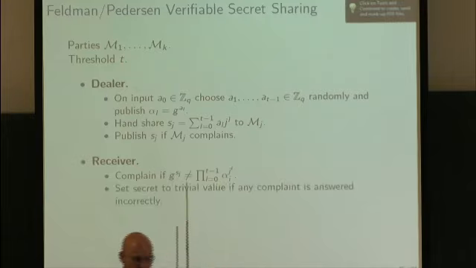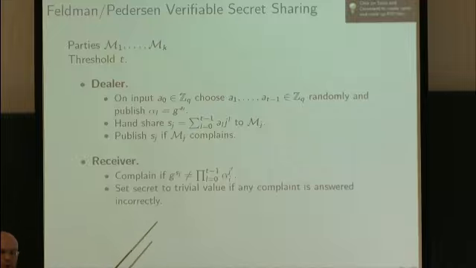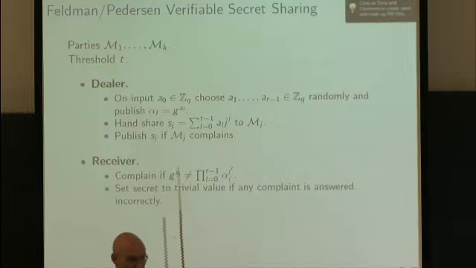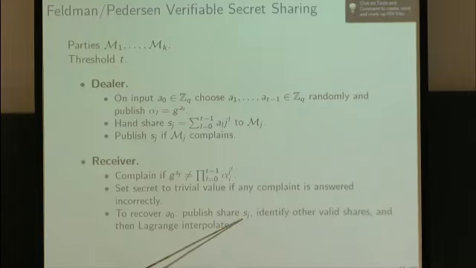And if somebody discovers that any complaint was wrong, then we can say we can abort. But in practice, when you code this, it's much more convenient to set this to some trivial value where everybody knows their shares, like 1 share or so. Okay, so that's the way it's implemented. And finally, if you want to recover A0 later, this is a secret sharing scheme. So from the shares, you should be able to recover the secret. You simply publish your shares. You identify some other valid shares using this test, and then you Lagrange interpolate.